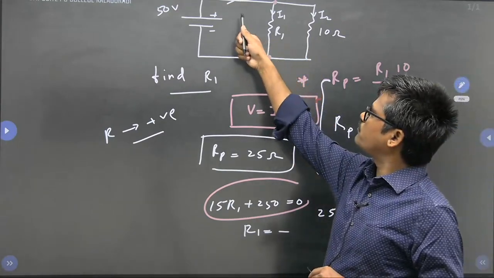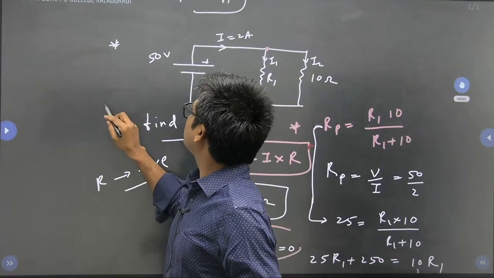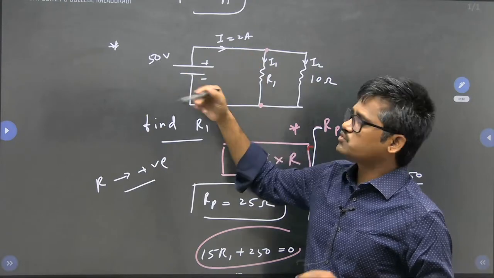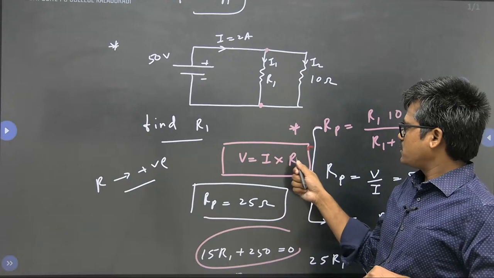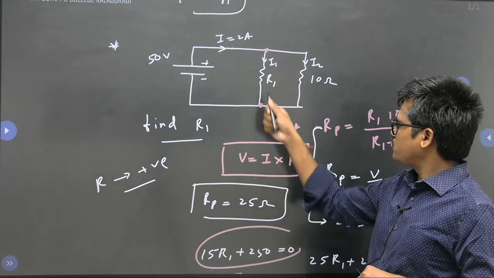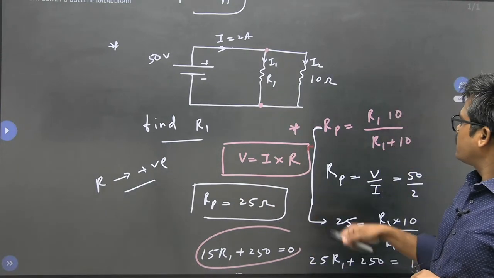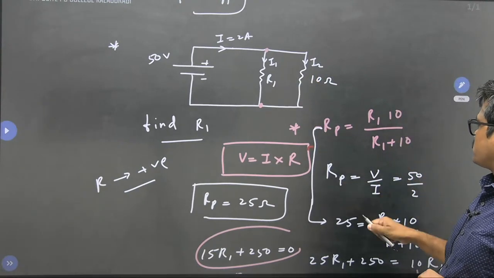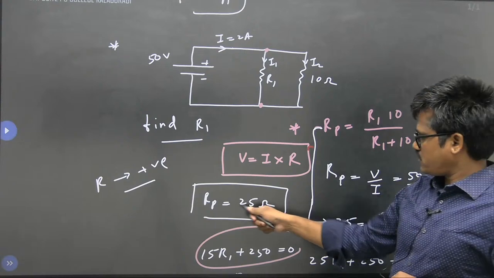How will you find the main current? Main current in this case is 2 ampere. Supplied voltage is 50. Using these, find out the net effective resistance. Applied voltage, net current, effective resistance. V you know, it is 50, I is 2 here. So the effective resistance will be 25 ohm. Then since both are in parallel, the formula is R1 into 10 divided by R1 plus 10. We have found that the value of RP is 25.